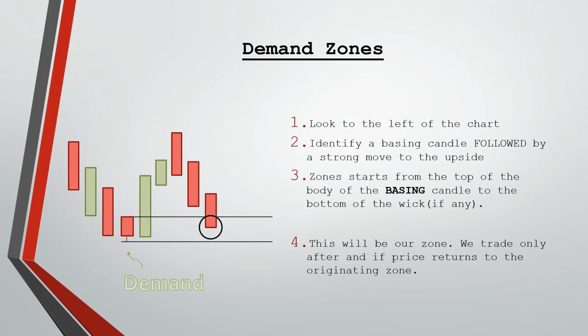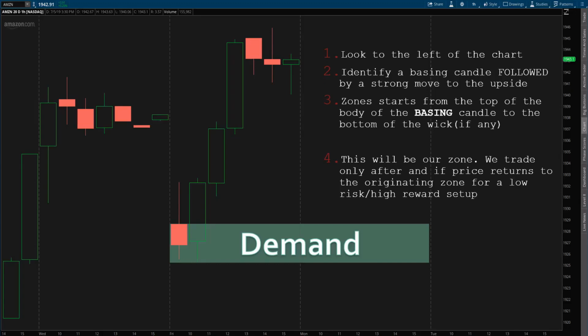So here's a realistic chart of Amazon, and we have a demand zone that formed. We have a small body basing candle. The top wick really doesn't matter, because the demand zone is from the top of the body to the bottom of the wick. So we look to the left of the chart and find this demand zone. We have this basing candle. We look for small bodies, small basing candles, followed by a strong move to the upside. You can see this strong, violent move to the upside, so this is going to be your demand zone.